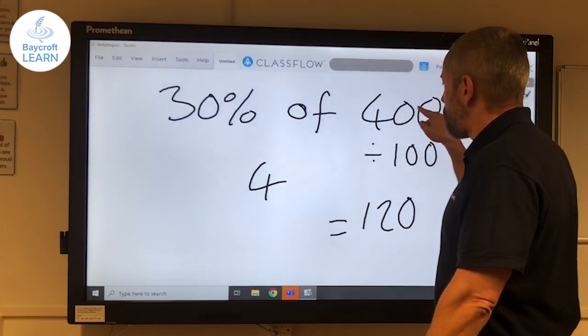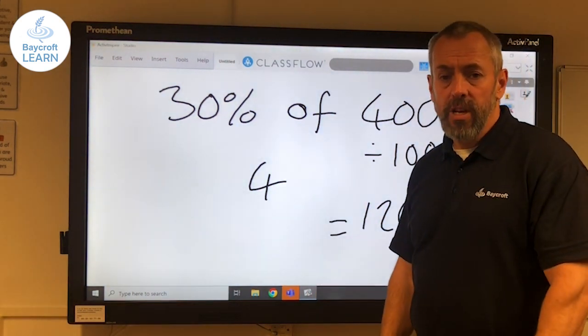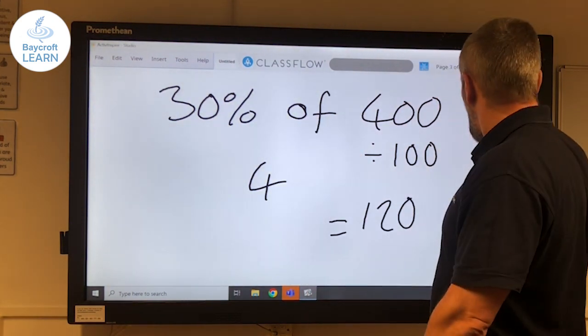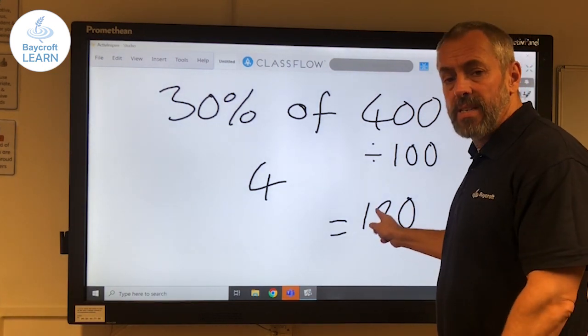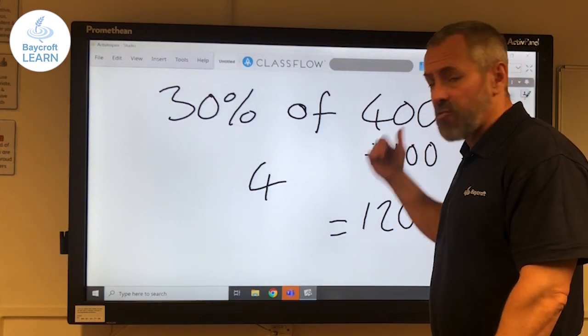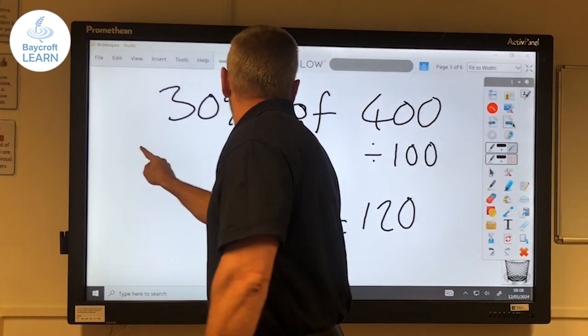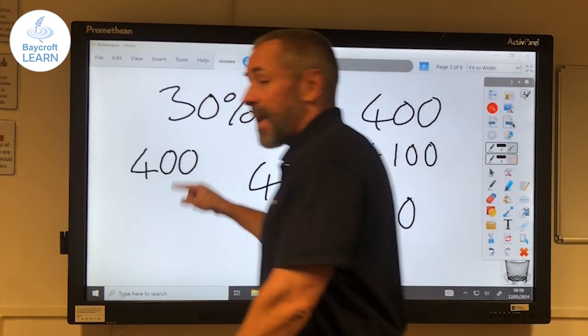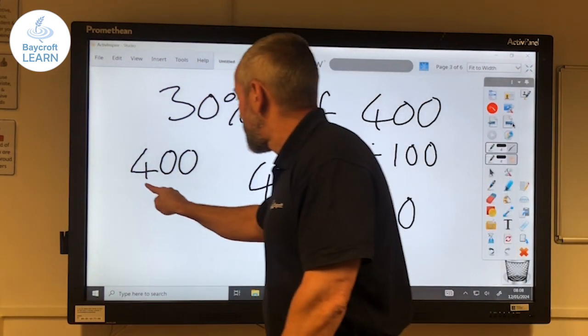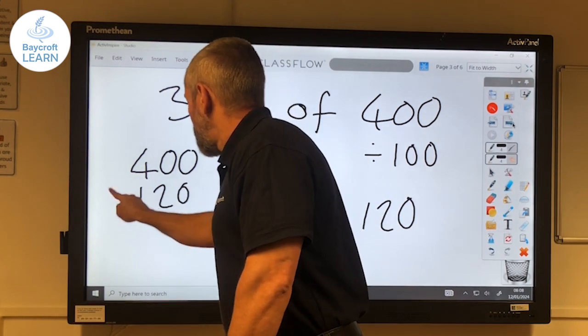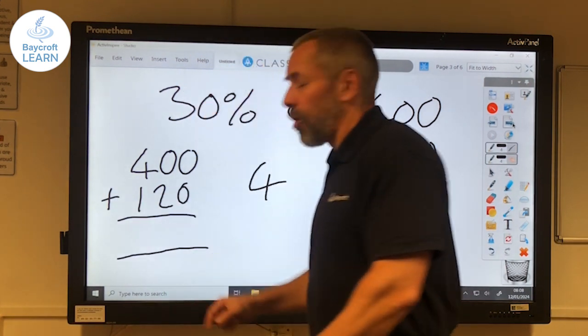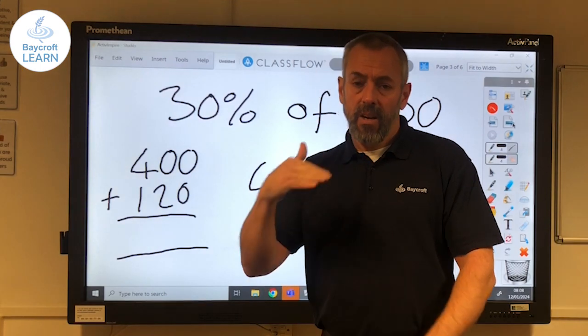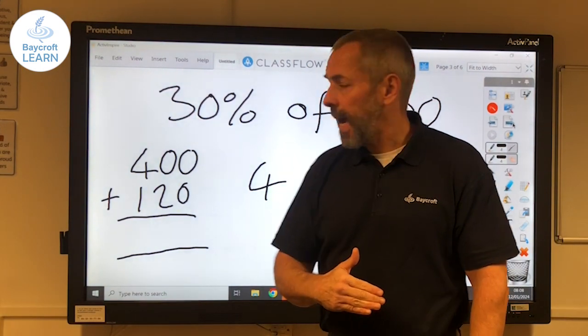If I wanted to increase 400 by 30%, well, I've just found out that 30% is 120. If I'm increasing, then I'm going to say 400 and then increasing by 30%, so add 120 using my columns. If it's decreasing, we're going to take away, okay?